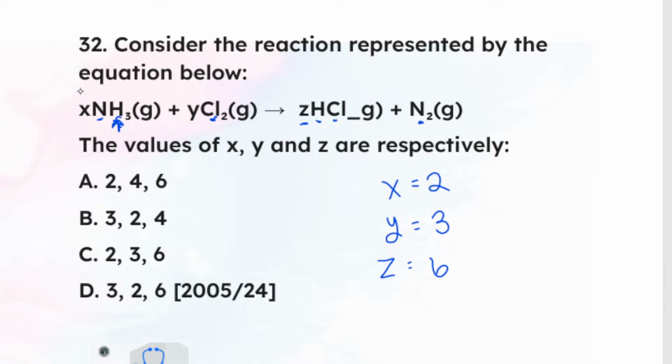So if we have 2, we have 2 nitrogen, which is balanced, and 6 hydrogen, which is also balanced because remember Z is a 6, so the hydrogen is balanced. Then we have Y. If Y is a 3, that makes 6 chlorine, which makes the chlorine balanced. And the nitrogen is of course balanced.